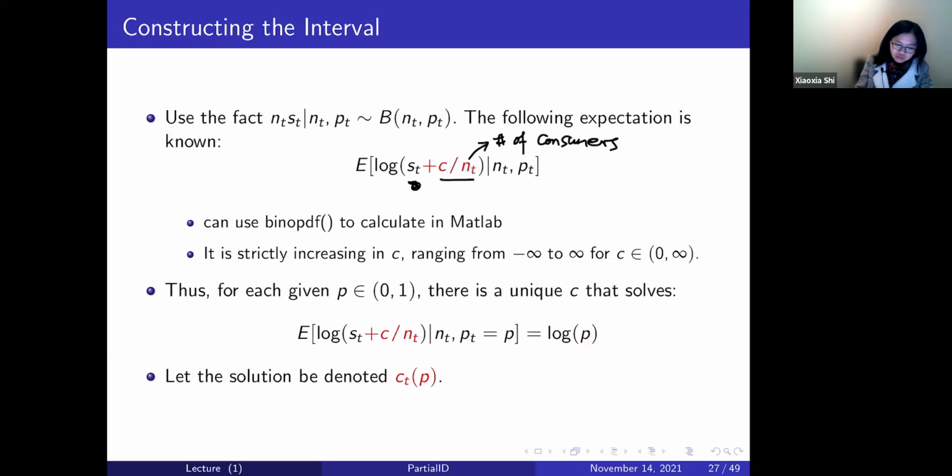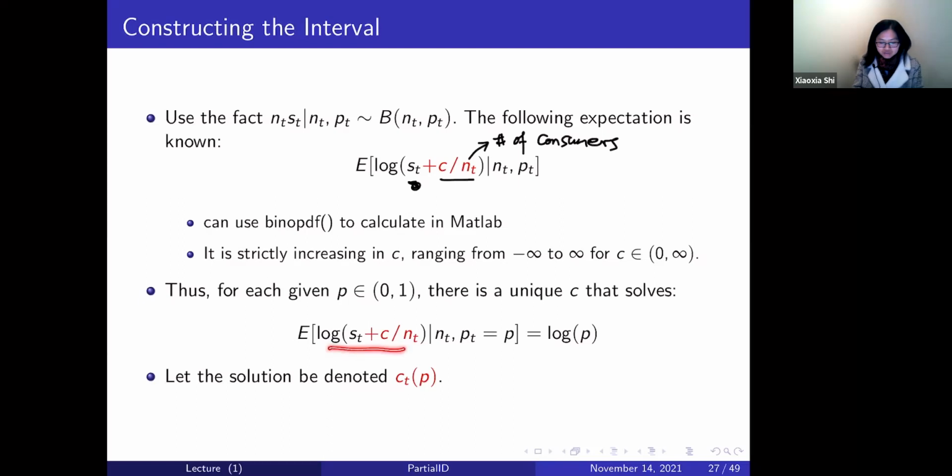we know the distribution of NT times ST, which is a binomial distribution with parameter NT and P. For any P, we can find a C so that the expected value of log ST plus this modification equals what we want to put there, which is log P. So we can find a C that can make this an unbiased estimator of log P.